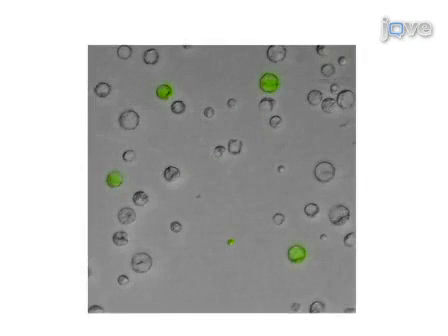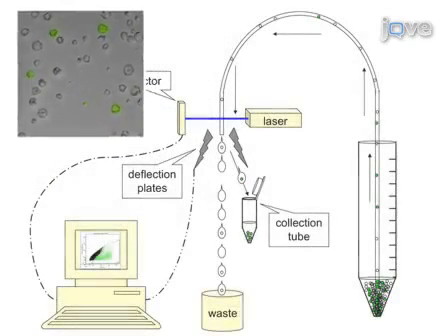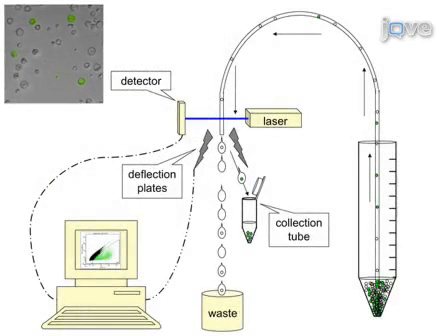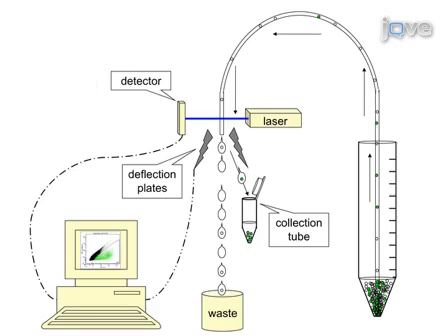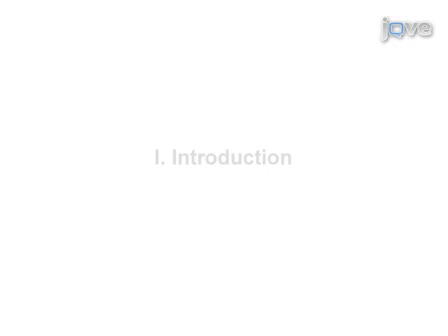GFP-positive protoplasts are subsequently separated by FACS. The sorted material can be used for cell type-specific analysis, such as genome-wide transcriptional profiles.